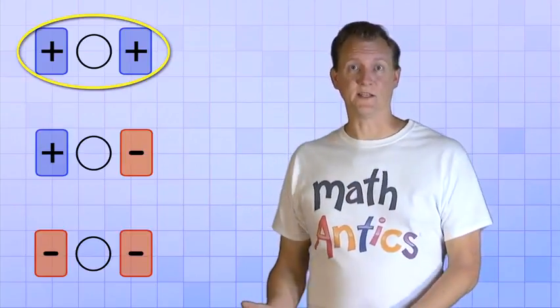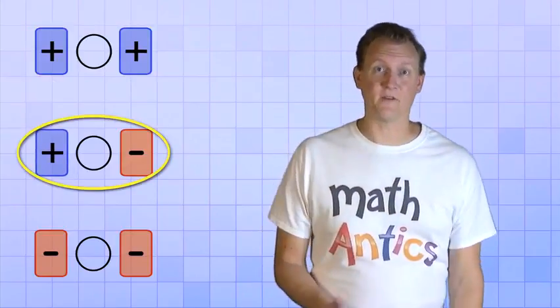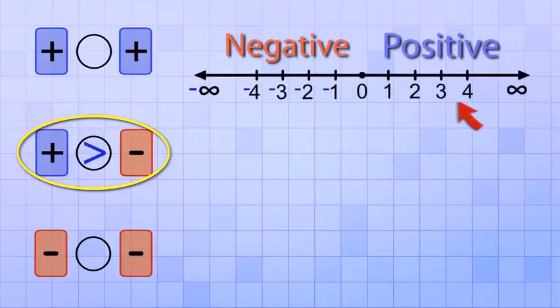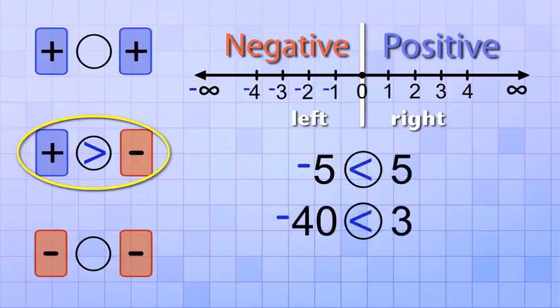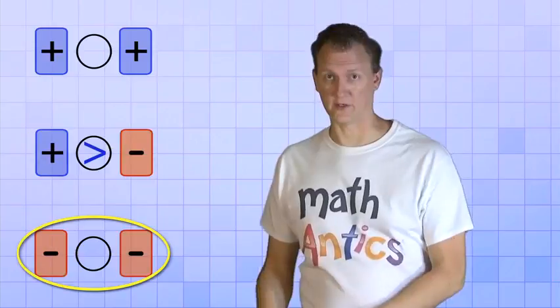It's also really easy to compare a positive integer and a negative integer, because a positive number is always bigger than a negative number. All of the positive numbers are on the right side of the number line, and all of the negative numbers are on the left. So negative 5 is less than 5, and negative 40 is less than 3, and negative 100 is less than 1. The only tricky situation is when you have to compare 2 negative integers.